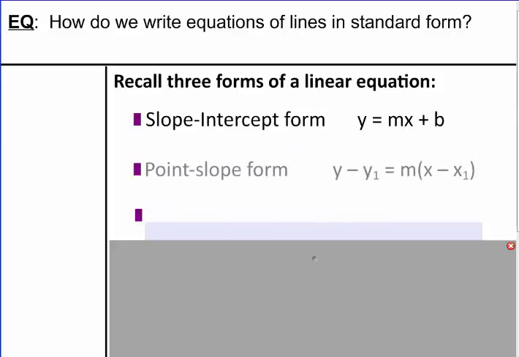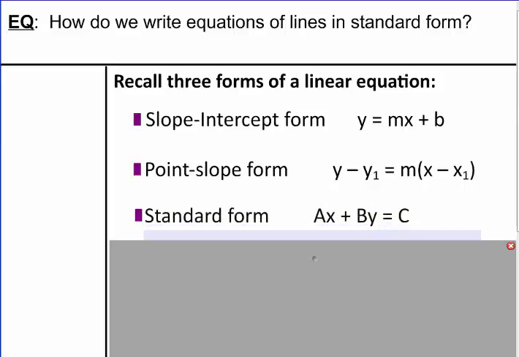Last time we talked about point-slope form. We have y minus y1 equals m times x minus x1, where you need a slope and a point and just plug them in, and so that's a different form of a linear equation. Today we are going to discuss standard form.